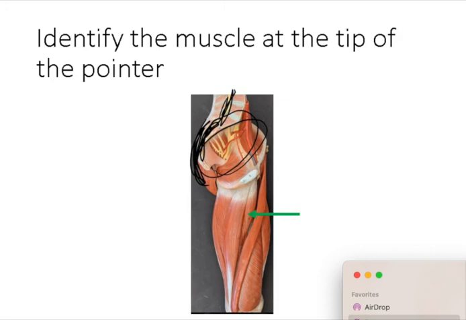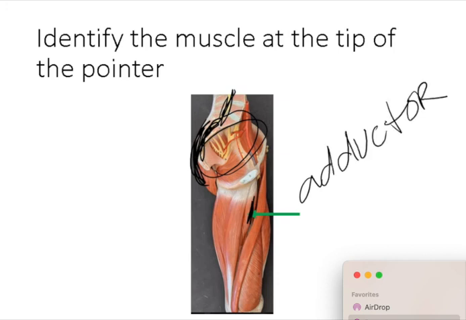So this is pointing to this muscle here, which is at the very front of the thigh, and that's called the adductor longus. Okay, so we also have an adductor magnus. So longus is long, magnus is wide.